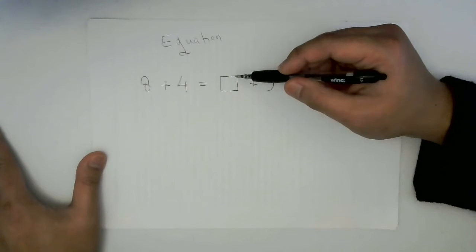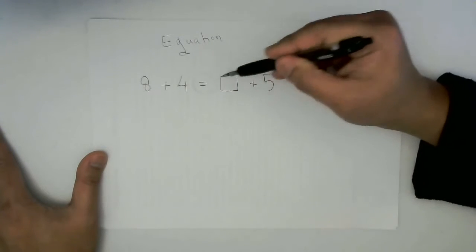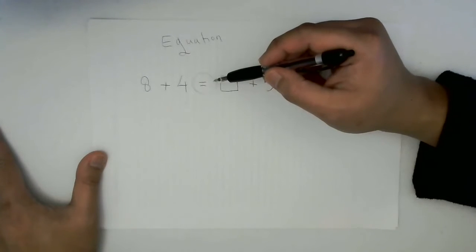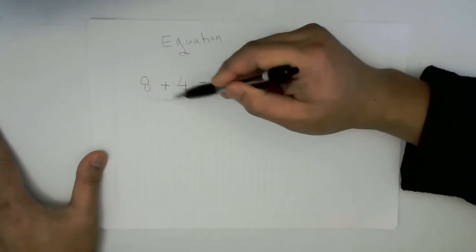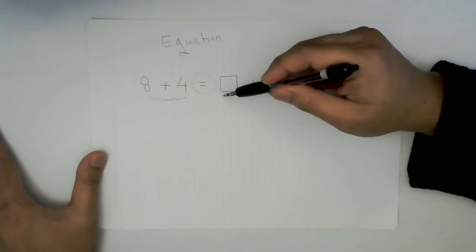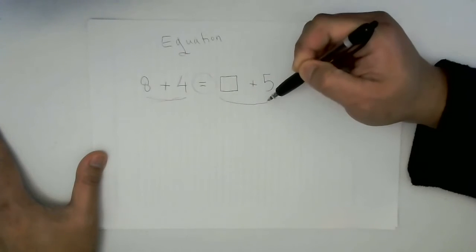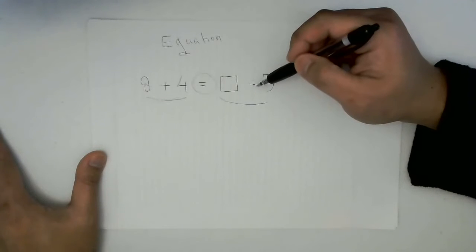But it turns out it's not 12. What happened is because sometimes they don't understand the meaning of this sign. So this is called the equal sign. Equal sign means that what you have in the left-hand side of it, this 8 plus 4, will have the same value as what you have at the right side of the equal sign, which is this box plus 5.